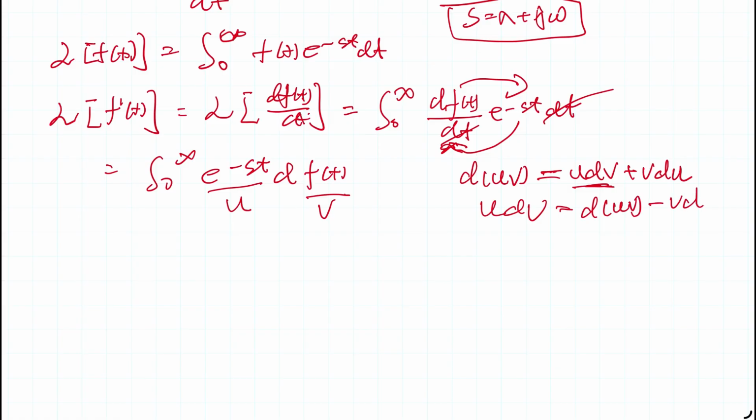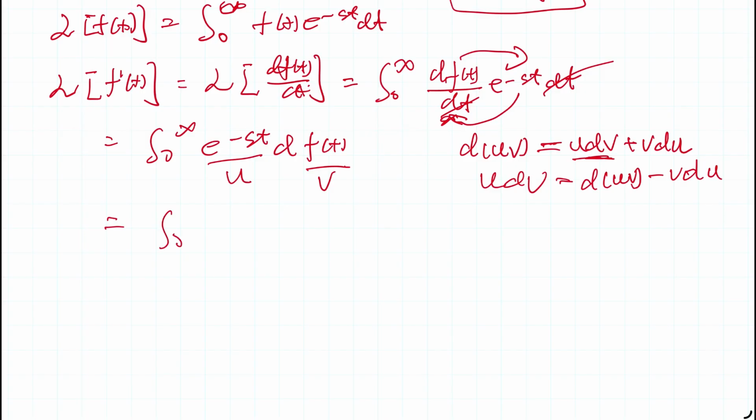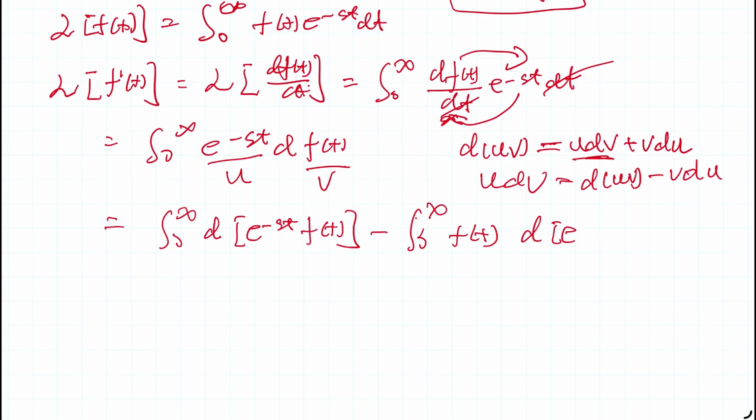Using this rule, we can see this is equal to the integral from 0 to infinity of d(uv), where u is e^(-st) and v is f(t), minus the integral of v du, where v is f(t) and du is d(e^(-st)). Let's rewrite this to get it clear. This is very straightforward.